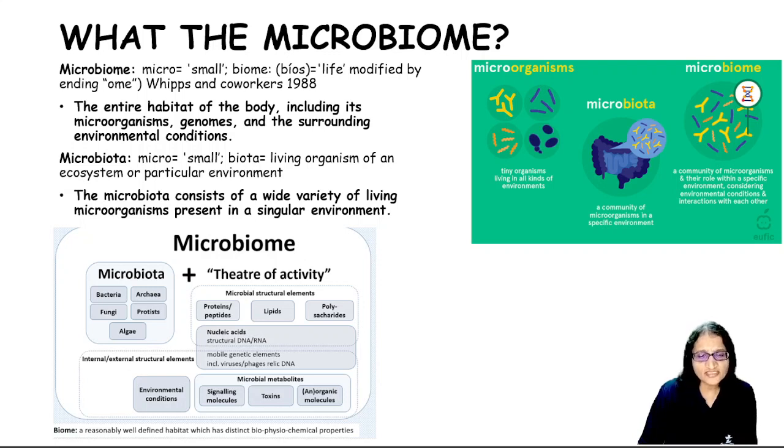And not only these, but also some of the microbial metabolites secreted by these microorganisms, like signaling molecules, some toxins, and organic and inorganic molecules. Along with that, they included the environmental conditions in which they are present, like the temperature, pH, and all other factors. All together, this made us understand that microbiome is not just microorganisms, but it is more than that, right? It includes everything, like host, environment, all other structural elements, and all the things by which it is functioning and working.